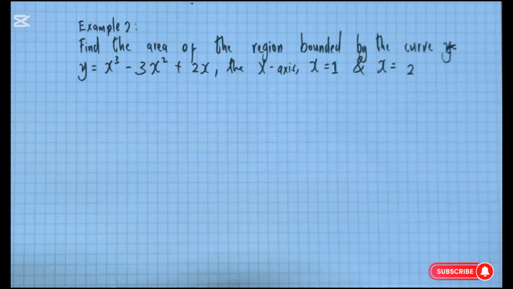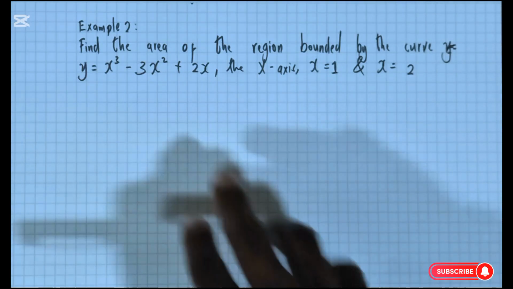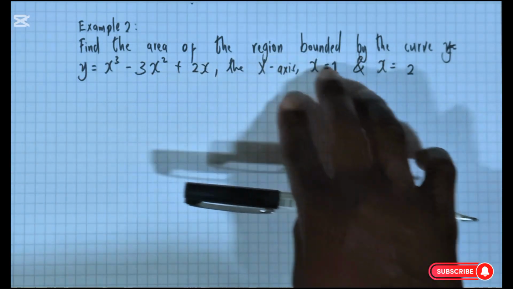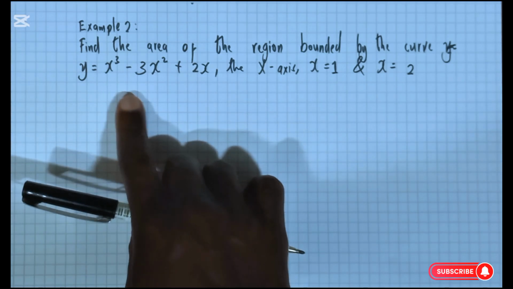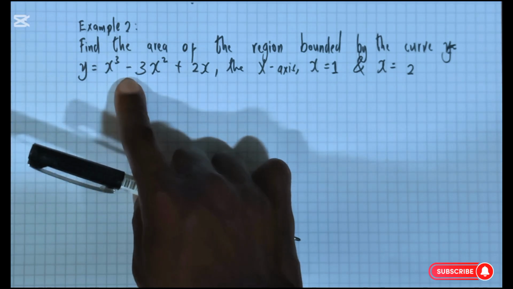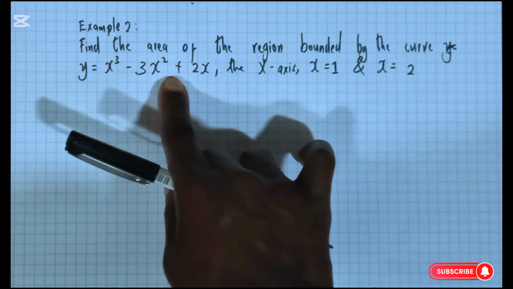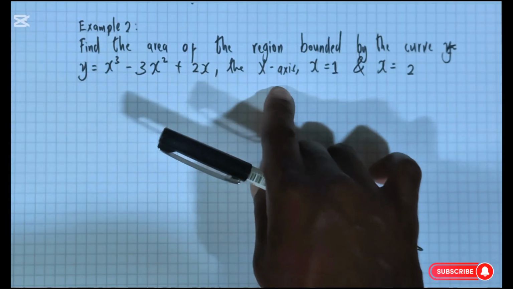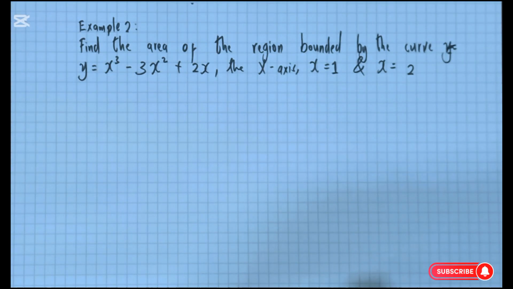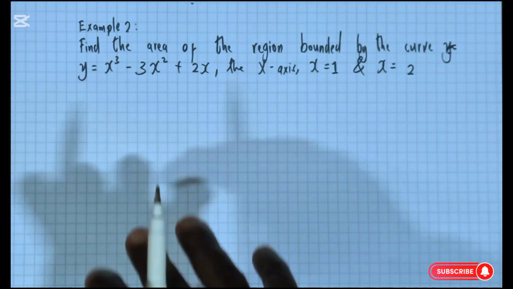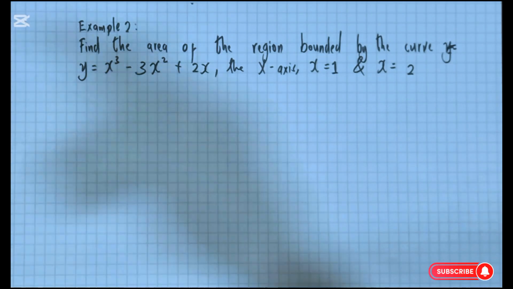Okay, so for our second example, we are supposed to find the area of the region bounded by the curve y = x cubed minus 3x squared plus 2x, the x-axis, x = 1 and x = 2. Maybe if I just show you a graphical view of what we are actually talking about, then it makes sense to you.